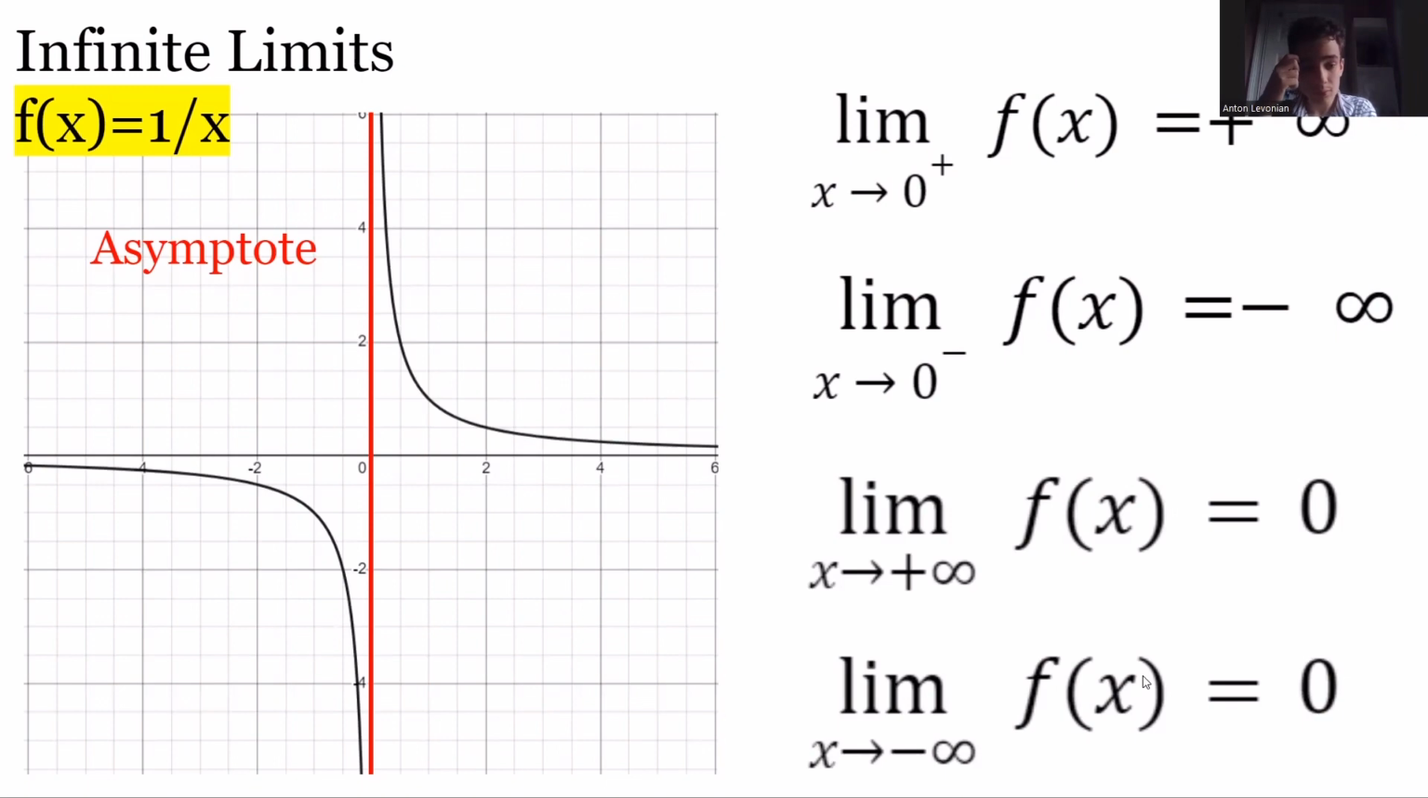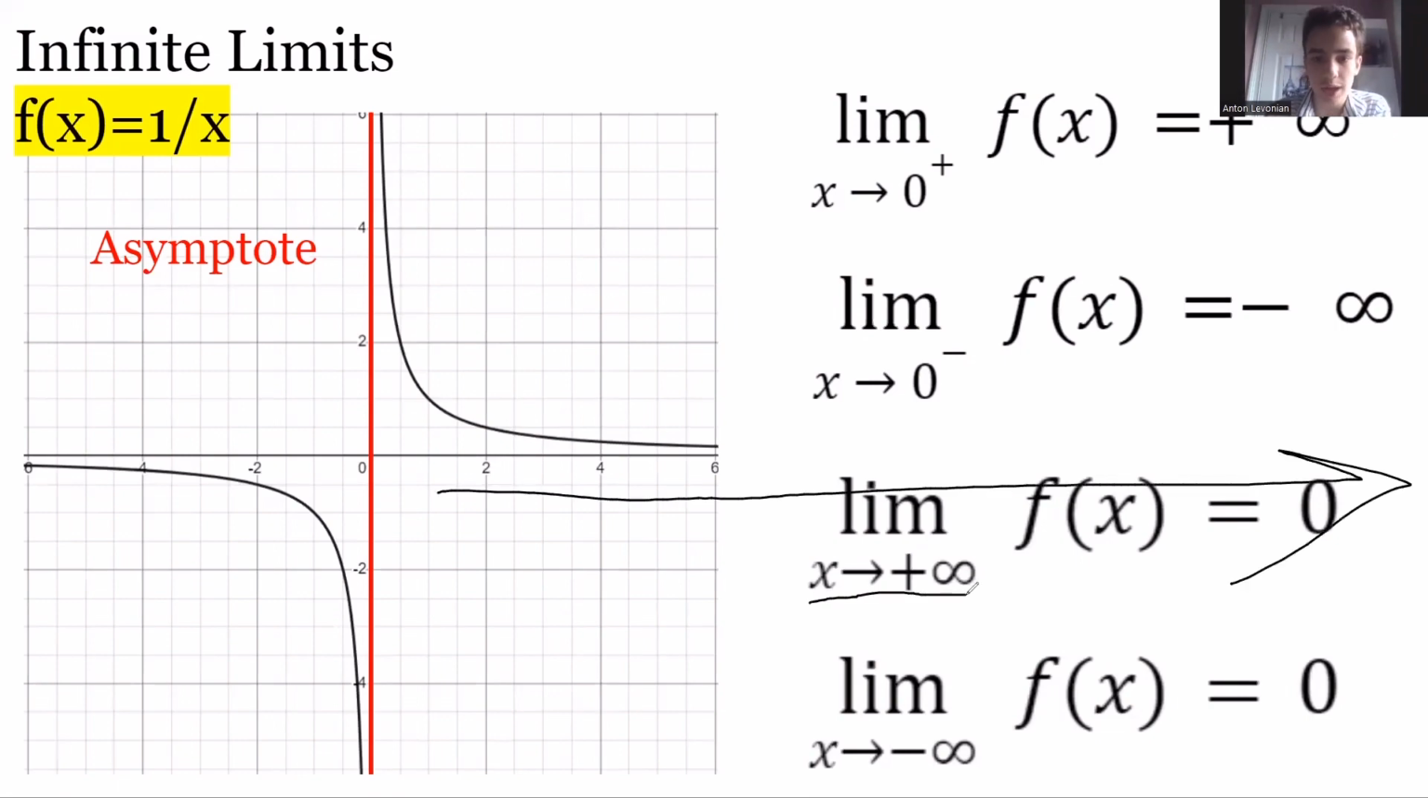Could you explain the bottom two? I understand the first two, but for the bottom two, I was wondering if you could explain that. All right, so basically as x approaches positive infinity, as x gets larger and larger in that direction, this function will eventually get closer and closer to the axis, and clearly its value will be 0, right?